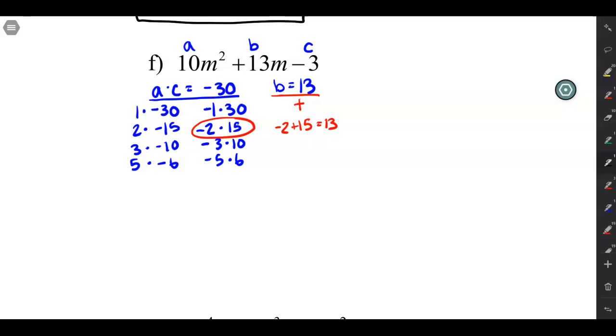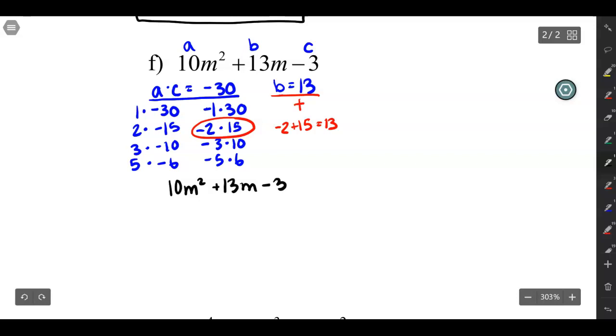So let's go ahead and return to our original polynomial. So I have 10m squared plus 13m minus 3. I'm going to break apart this 13m into a negative 2m plus the 15m. If you switch the order of those and put the 15m first, then the negative 2m, that's totally fine. It does not matter which way you do it. You will get the same final answer. So I break apart that 13.